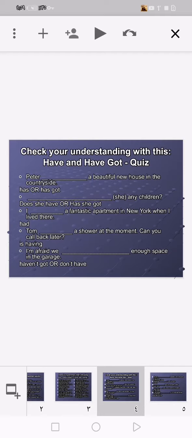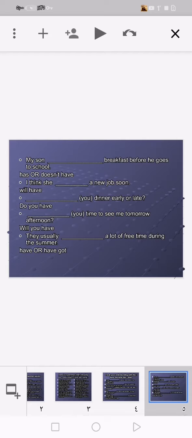Number 4: Tom is having a shower at the moment. Can you call back later? The answer is is having. Number 5: I am afraid we haven't got enough space in the garage. The answer is haven't got or don't have. Continue: My son has breakfast before he goes to school, or my son doesn't have breakfast.